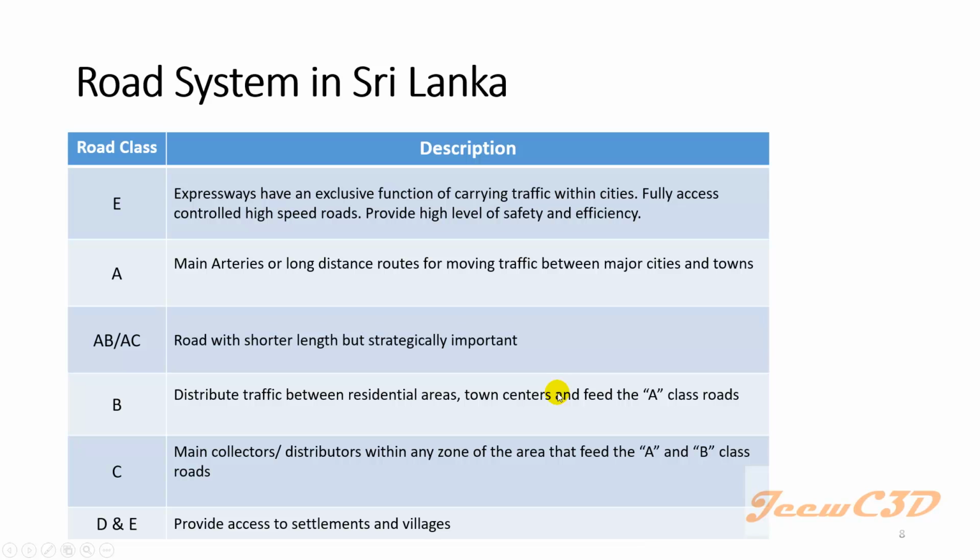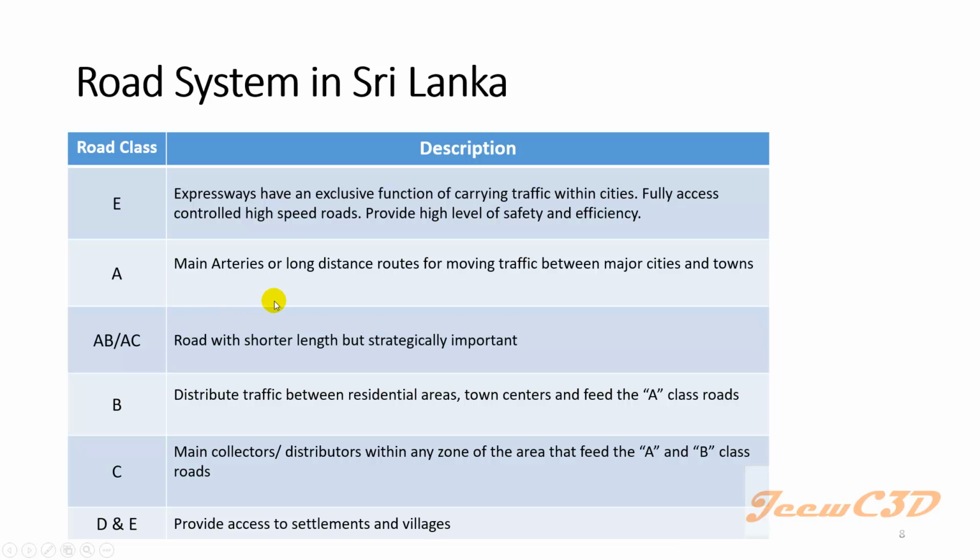So this is the road system in Sri Lanka, which I talked about earlier in the slide. So Class E roads means the expressways. You know, if you go to Google Map, you will see E1, E2, E3 likewise for expressways. So E-class road means expressways, which have high mobility and fully access controlled roads. So you cannot access the expressway from everywhere. You can access the expressway from a particular location called an interchange. So we call it fully access control.